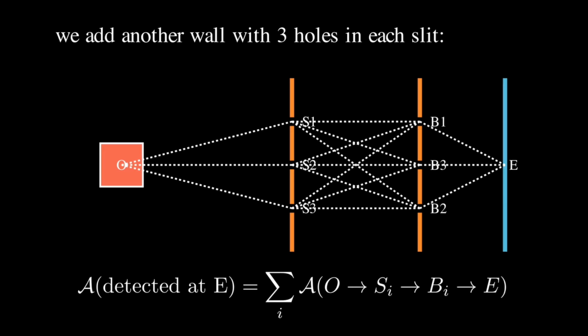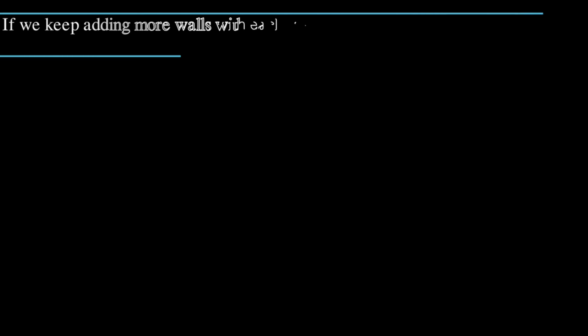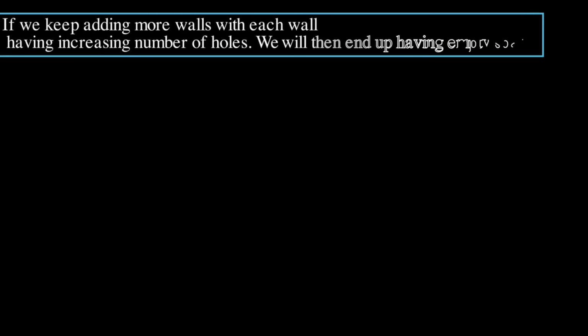But we can go, of course, further than this. And you can be more curious now and ask, what happens if we keep adding more walls and more holes in each of the walls? So if we keep adding more walls, with each wall having an increasing number of holes, we will then end up with just empty space. So we can define empty space as just an infinite number of walls between the start and the end, with each wall having an infinite number of holes.